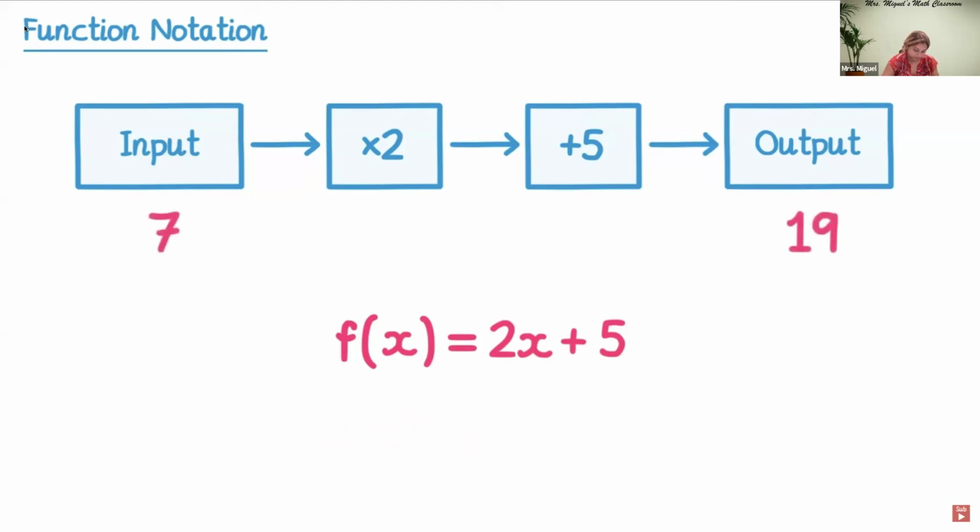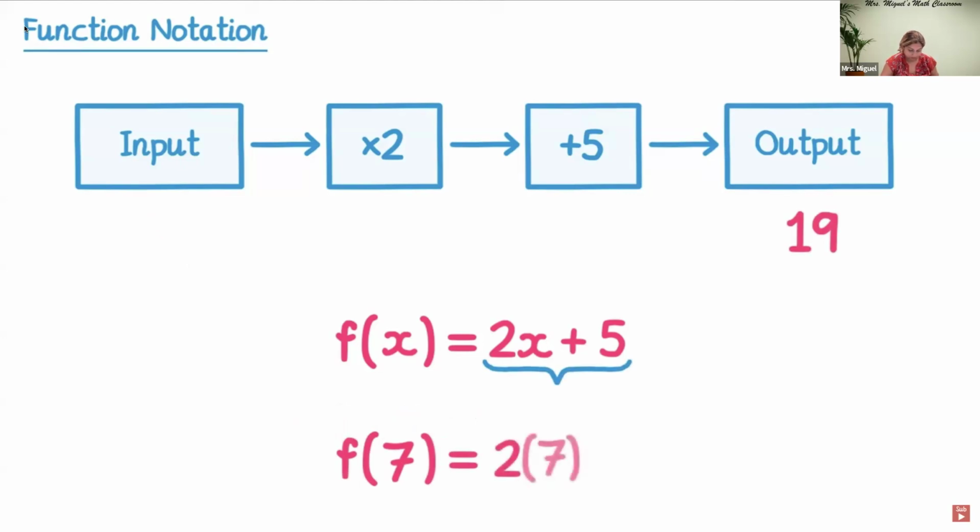If we now go back to the numerical example, where the input was 7 and the output was 19, we can write this down with function notation as well. We would write f, but make the input 7 rather than x this time. The output can be generated using 2x plus 5. All we need to do is replace all of the x's with 7's. So it's 2 lots of 7 plus 5. 2 7's are 14, and if you add 5, you get 19, which we knew as our output.